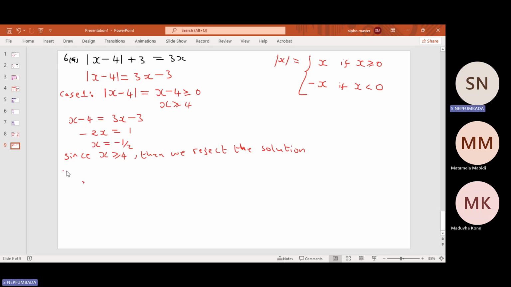Then we're going to case 2. Our case 2 is when this one is negative. It means it's less than 0. Are we good?